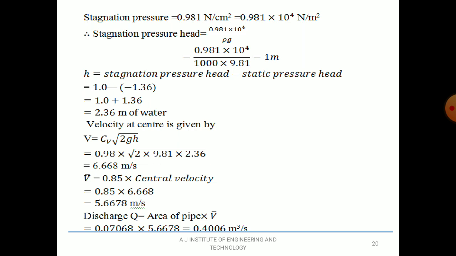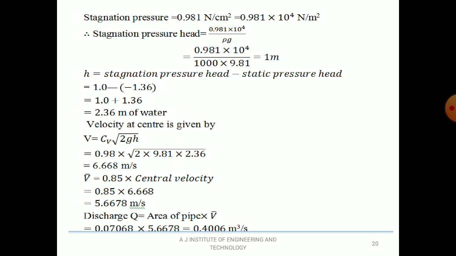This problem is similar to the previous problem, but here the static pressure head is given in terms of mercury. The flowing fluid is water, so I first have to get the static pressure, P static, then divide P static by rho g. So you get the static head, H static. Stagnation pressure is given, and to get the stagnation pressure head you divide the pressure by rho g. So first, since the static head is given in terms of mercury, just get the pressure. Then it is similar to the stagnation pressure: you just divide by rho g, so that you get the static pressure head and the stagnation pressure head.